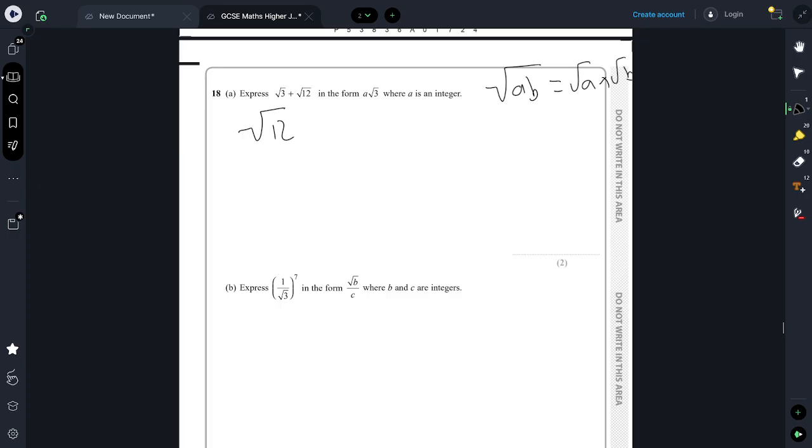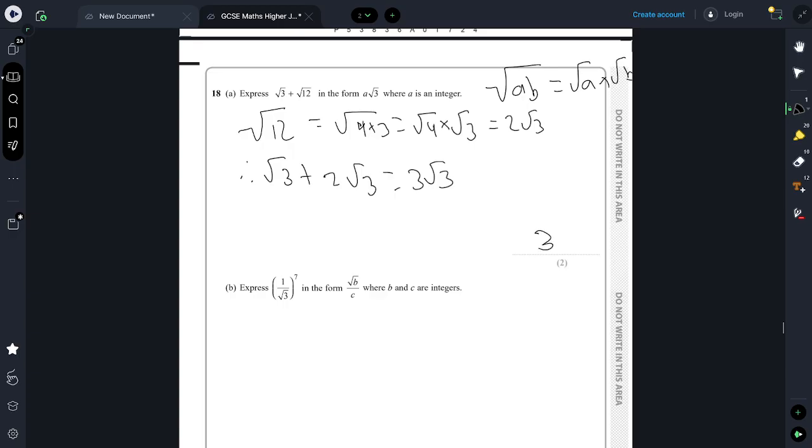So actually, root 12 is the same as root 4 times 3. And then you can bring it out together. Root 4, root 3. Now, root 4 is actually 2, right? 2 squared is 4. And that's 2 root 3. And actually now it's in terms of root 3. So therefore, root 3 plus 2 root 3 is 3 root 3. Lovely jubbly. And therefore, yeah, 3 root 3. So I guess a is 3, if we compare a root 3 with 3 root 3.